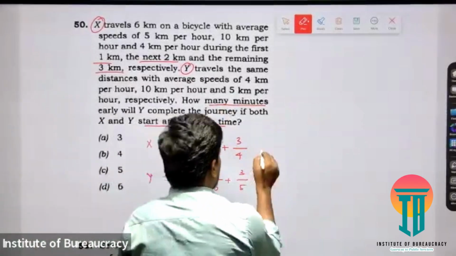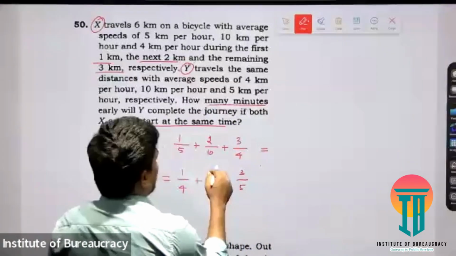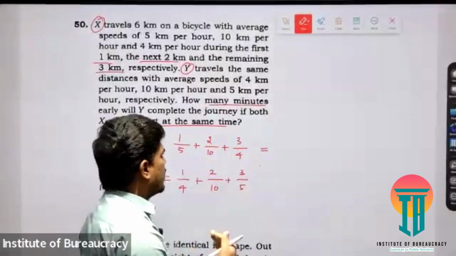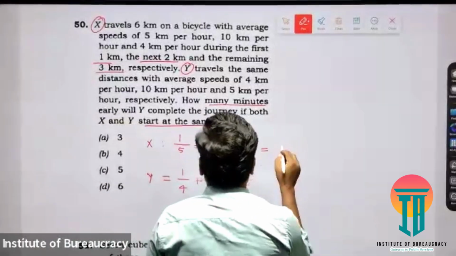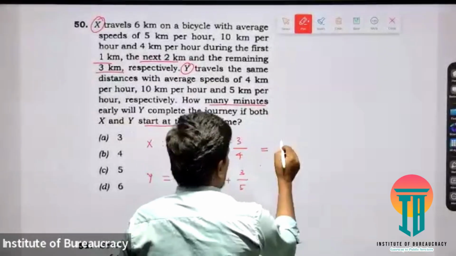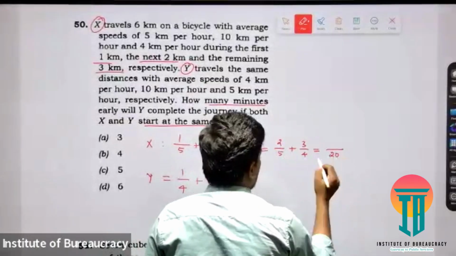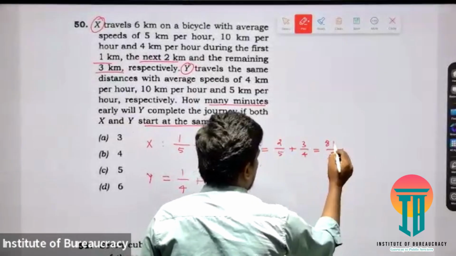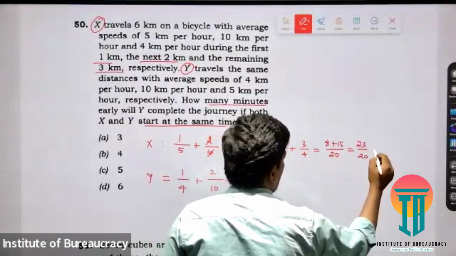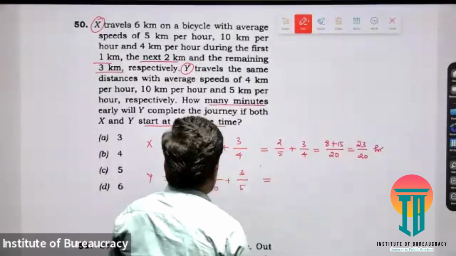Now just simplify it and find the difference. The speed is in kilometers per hour, so the time is in hours. Now we have to convert it to minutes, we have to keep that in mind. So here, this is actually 1 by 5, so it is 2 times 2 by 5 plus 3 by 4. The LCM is 20. 4 means 8, and here 5 means 15. This is going to be 23 by 20 hours for X.